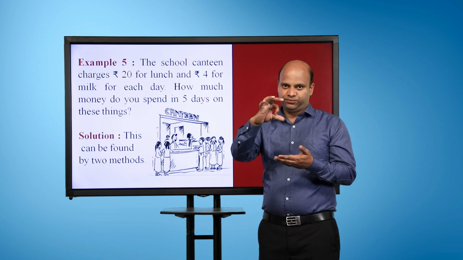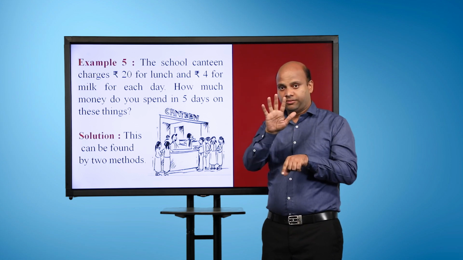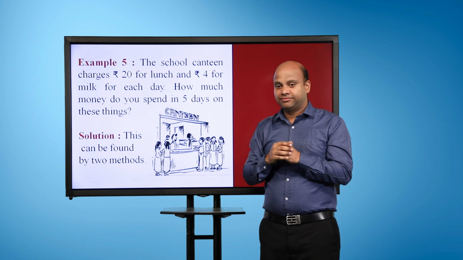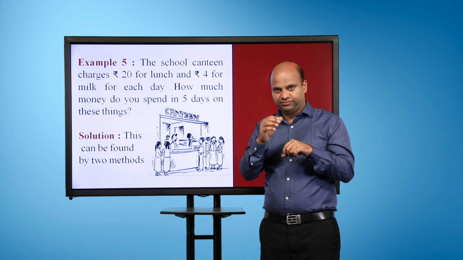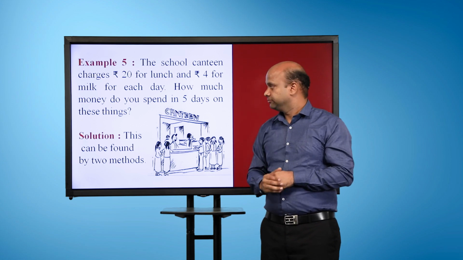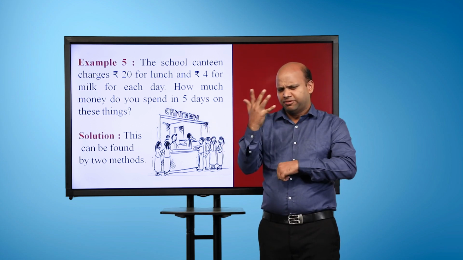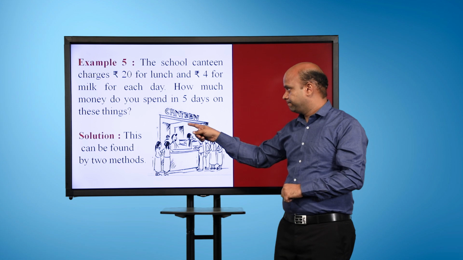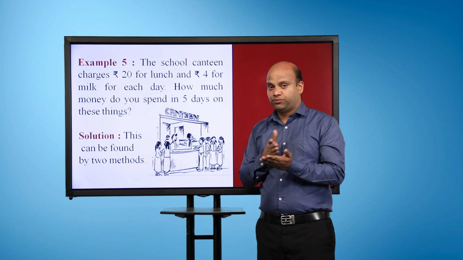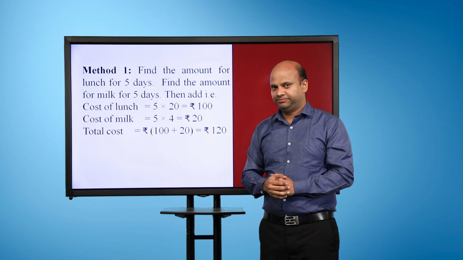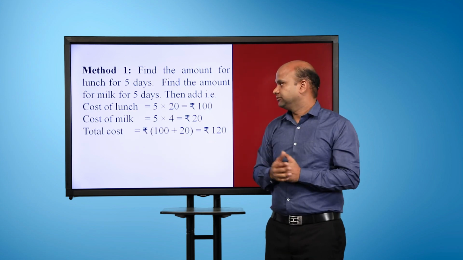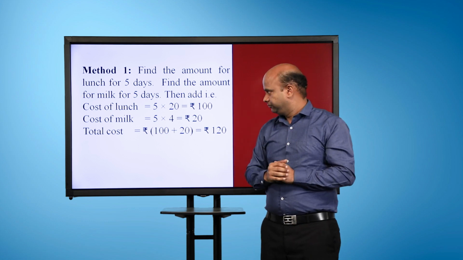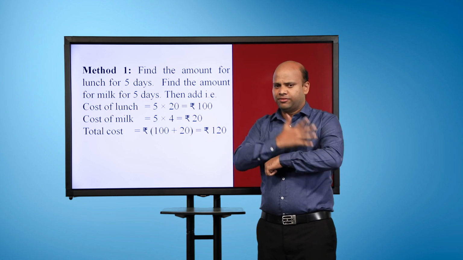Page 39. Example 5. The school canteen charges 20 rupees for lunch and 4 rupees for milk for each day. How much money do you spend in 5 days on these things? Solution. This can be found by 2 methods. Method 1. Find the amount for lunch for 5 days. Find the amount for milk for 5 days.